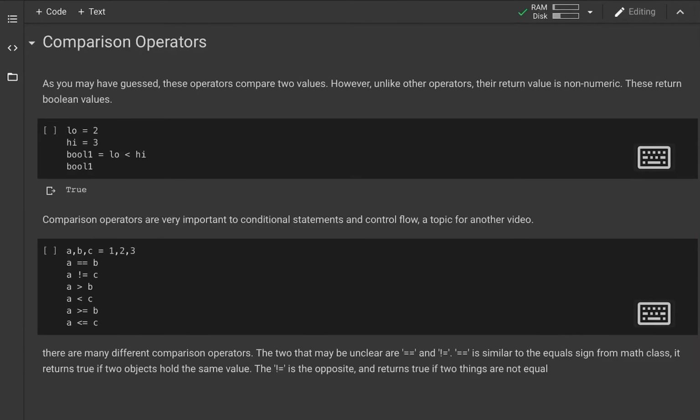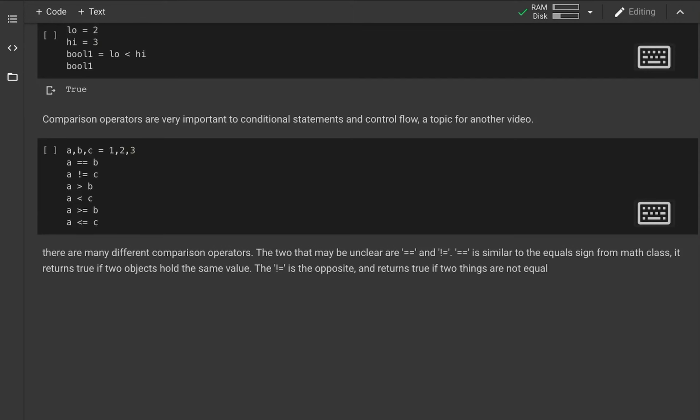And then we have these top two right here. And so we have the double equal sign and the exclamation point with the equal sign. Now the double equal sign is basically the equal sign you would see in math class. It asks, are these two values equal to one another? Are they equivalent? If they are, it will return true. The exclamation point with the equal sign is the not equals operator, and it will return true if the two things are not equivalent to one another. So it's essentially the opposite of the double equal sign.